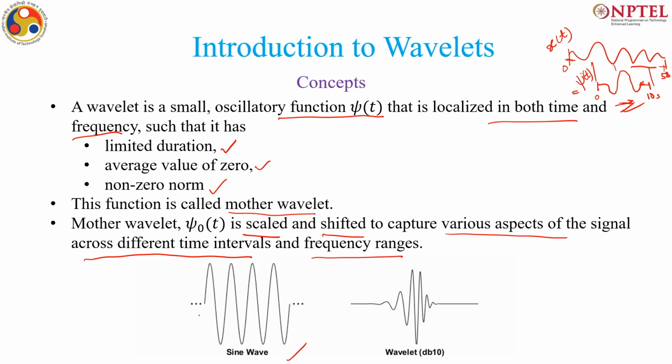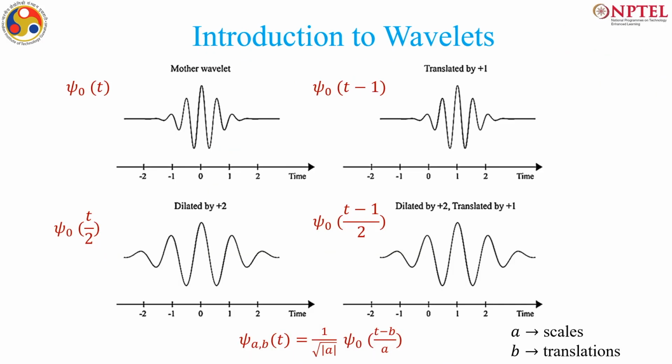This is a sine wave, and you see the dots, which mean it ranges from negative infinity to positive infinity. Whereas our wavelet here, this is db10, the Daubechies wavelet series, has a finite support, and other than this range, it is all 0. So, say this is a Daubechies wavelet. Let us not name it as Daubechies right now.